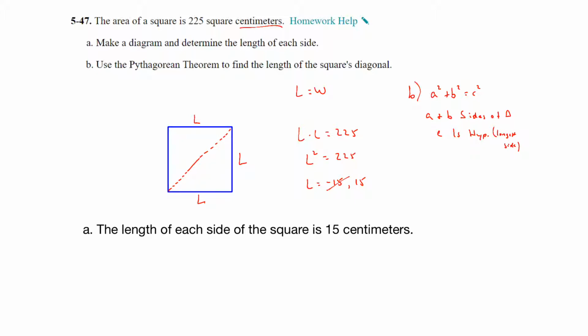Alright, so if these are equal to 15, then we will take 15 squared plus 15 squared is equal to this diagonal, and we'll just call it C since it does represent the hypotenuse. So 15 squared is 225 plus 225 is equal to C squared, or 250, not 250, it's not very good math there, 450 is equal to C squared.